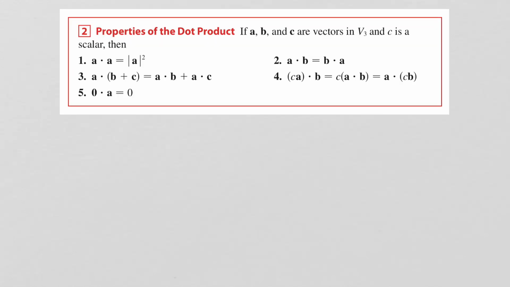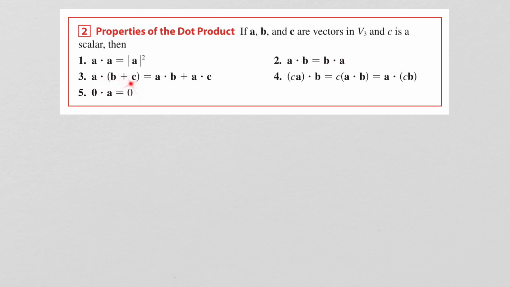First, let's talk about some properties of the dot product. So if we have 3 vectors, A, B, and C, and these are all 3-dimensional vectors, and then c here is a scalar, we have the following. A vector dotted with itself, so the dot product of a vector with itself, is the magnitude of that vector squared. Dot product is also commutative, so A dot B is the same as B dot A.